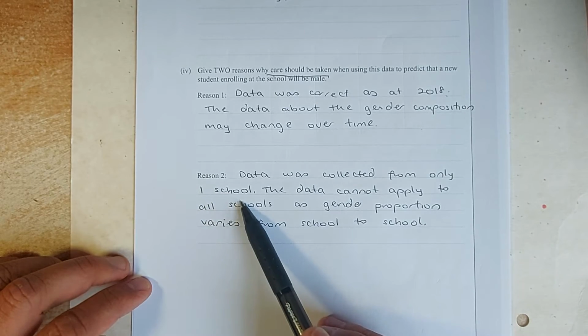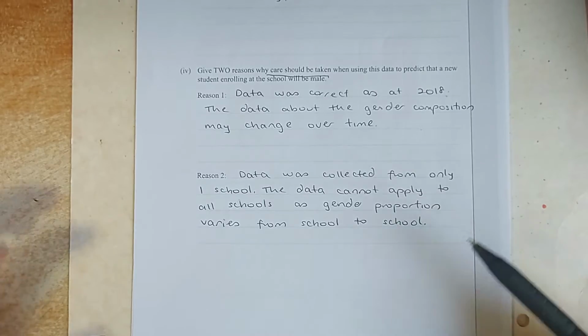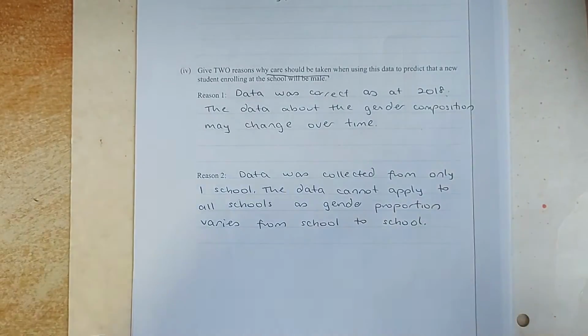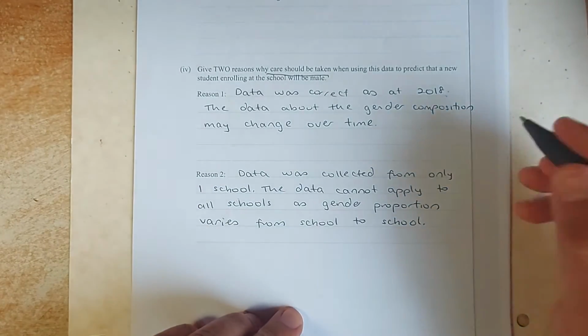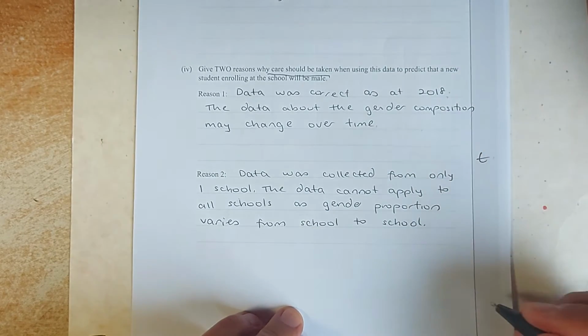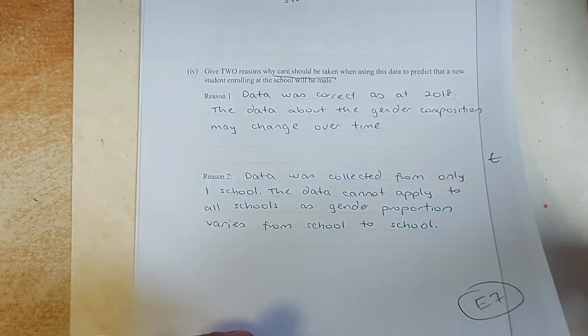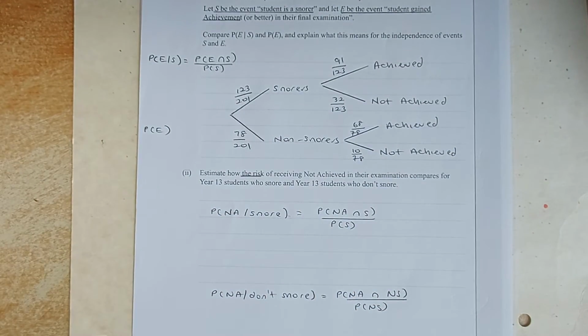And the second reason was that the data was collected from only one school. It was from a rural school. So you cannot apply it to all the schools in New Zealand, as gender proportion varies from school to school. Okay, so that will give you an Excellent in that question. So technically, if you get it right, you get E7 for question 1. Okay, let's go. Question 2.